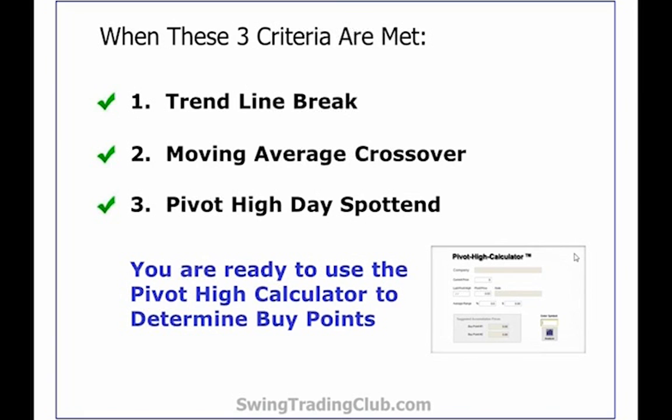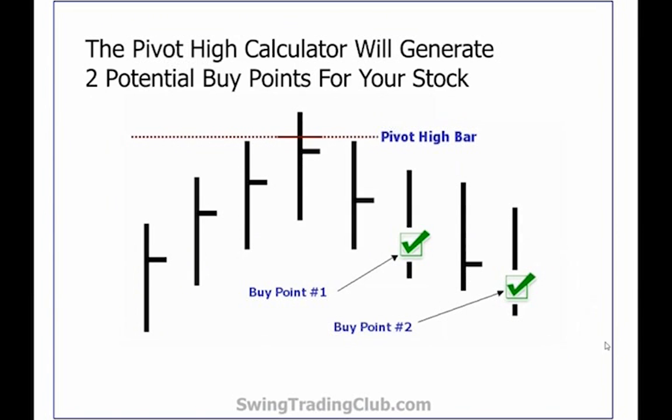Okay, so again, this is very mechanical. You can't go wrong. You're going to wait for a trend line break, a moving average crossover, you spot the pivot high, then you immediately go and use the calculator. The calculator is designed to calculate off of the pivot high based on that stock, on its trajectory, on its range. It's going to calculate using a formula that the two interns and I came up with to calculate two buy points. So once you put your symbol into the calculator, you're going to know exactly where to buy.